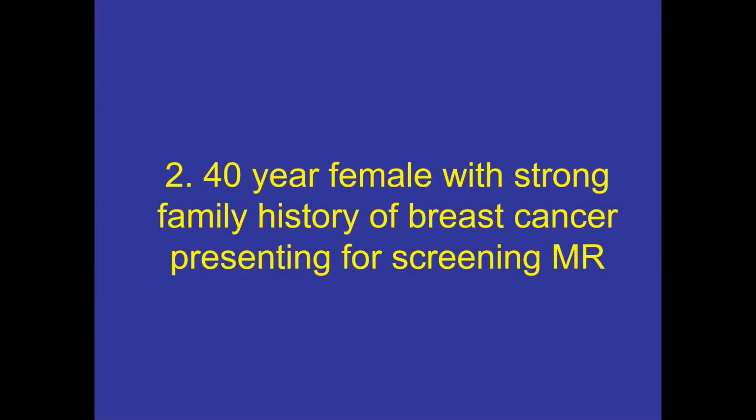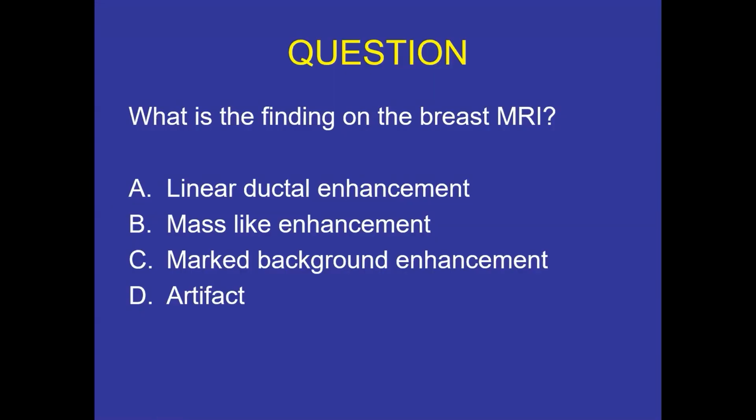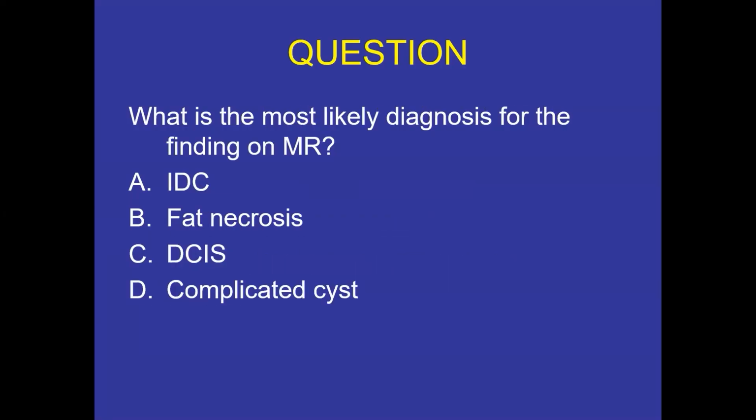Next, we have a 40-year-old female with a strong family history of breast cancer presenting for a screening MR. This is the only image. I will go to the question. And 100% of people correctly answered linear ductal enhancement. So let's think, there's a second question. So let's do the second question, and then we will go back to the images and we will talk about it.